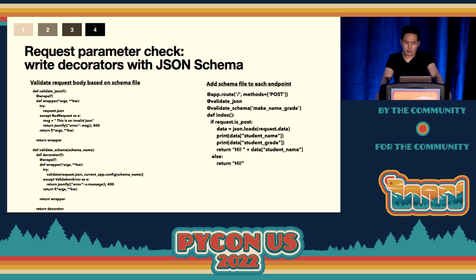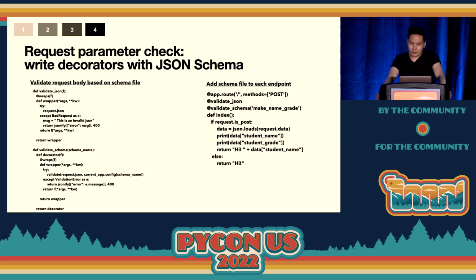So based on the JSON schema, the JSON validate.py validates the request parameters. The first validate JSON function checks whether the JSON schema exists or not. The second validate schema function checks whether the request parameters are correct or not based on the JSON schema defined in previous slides.